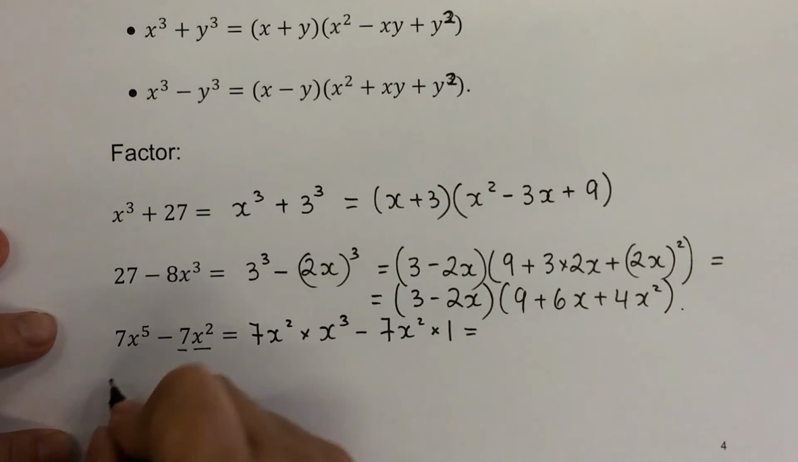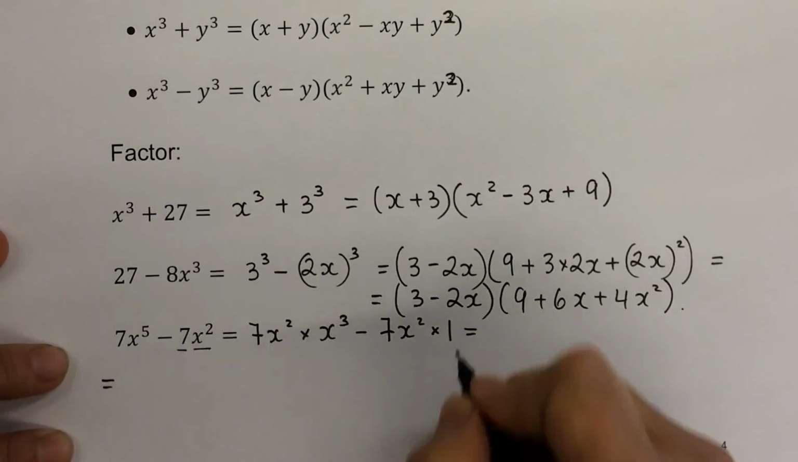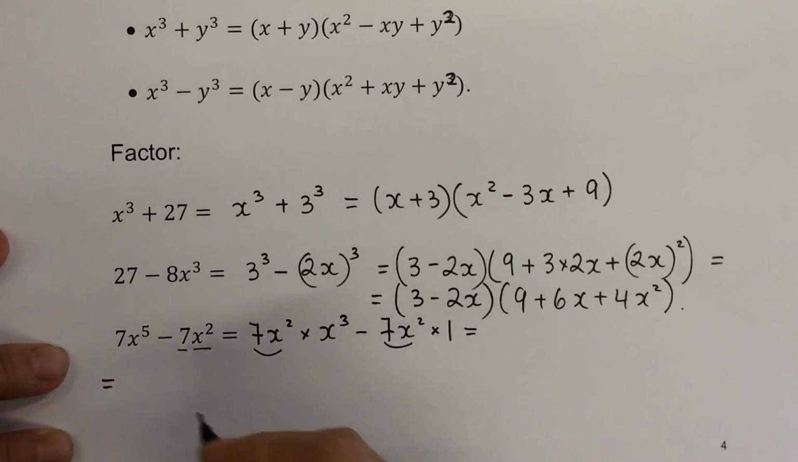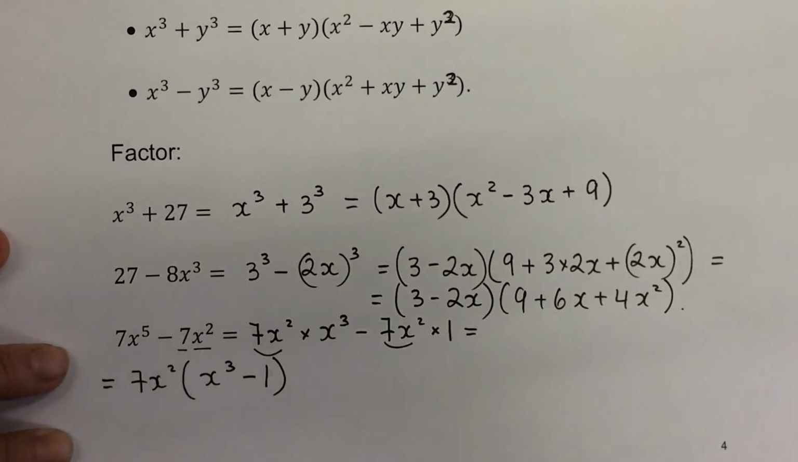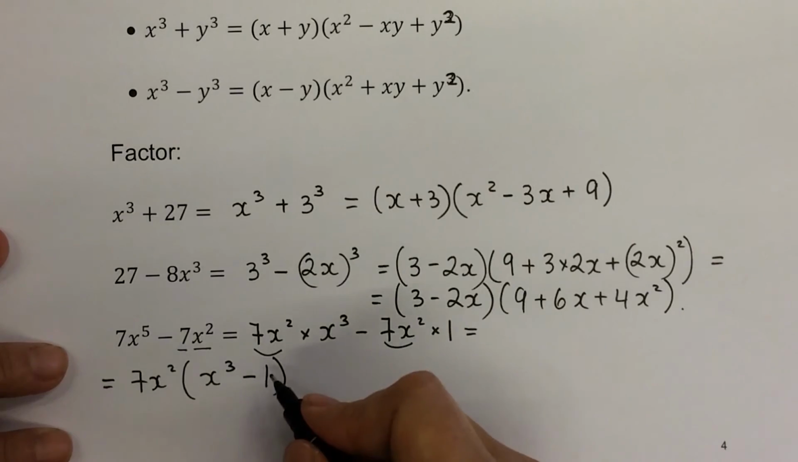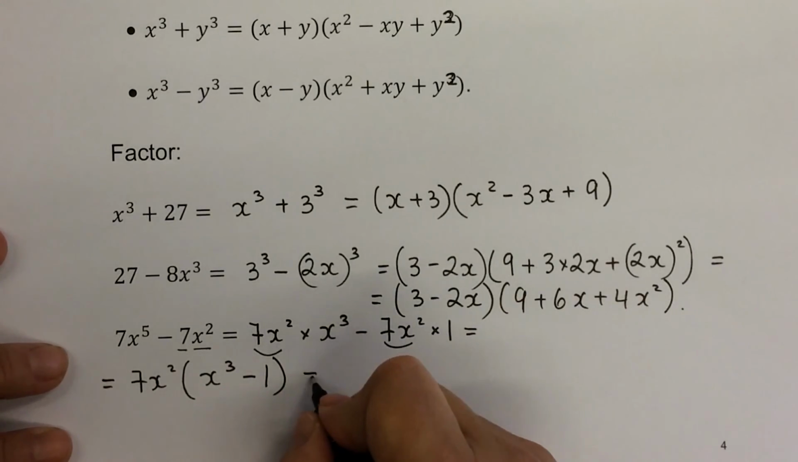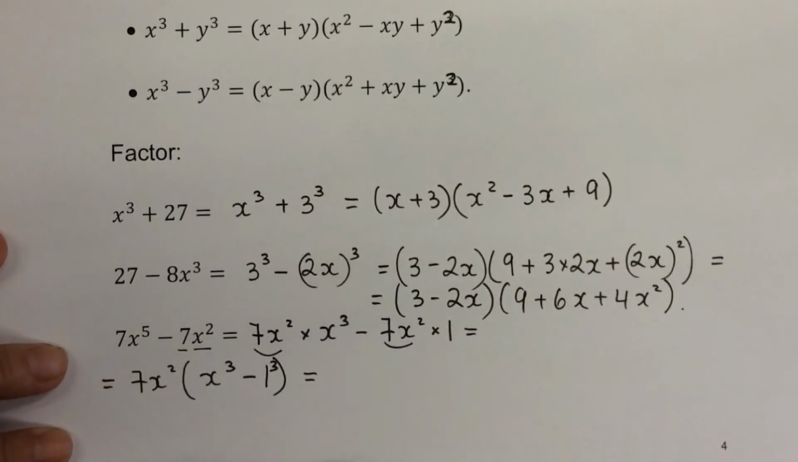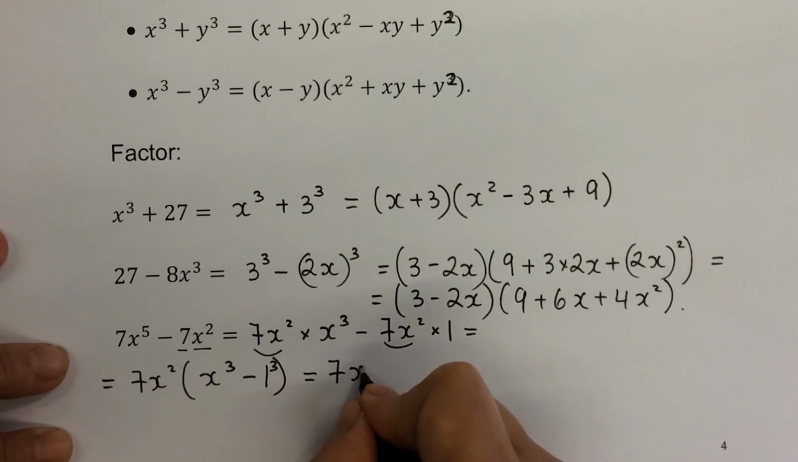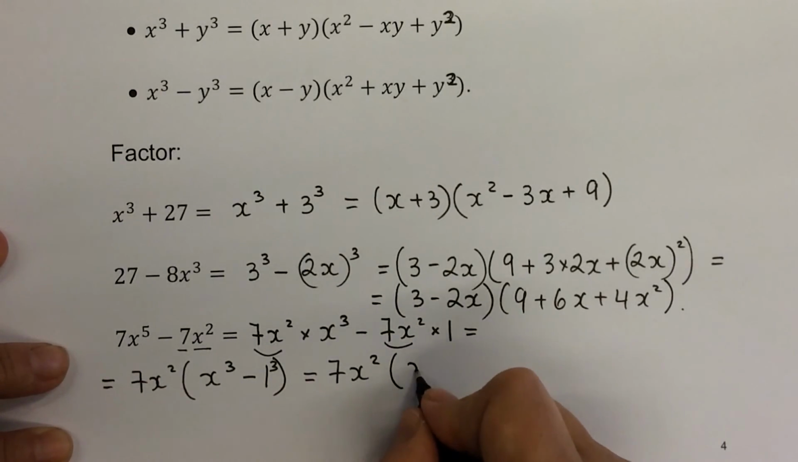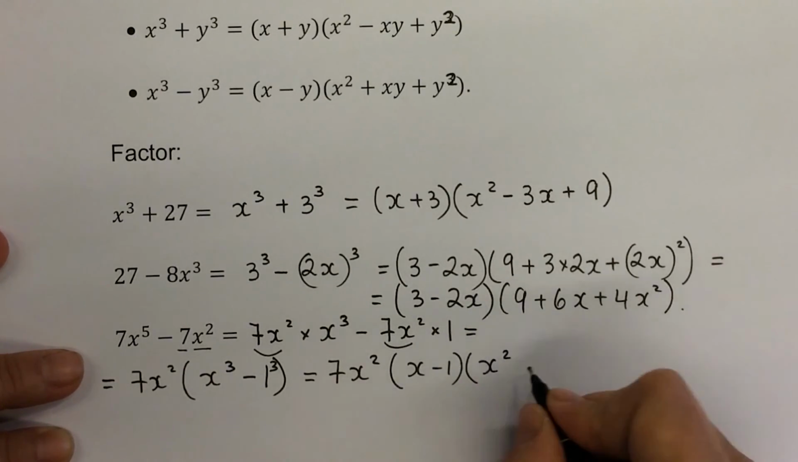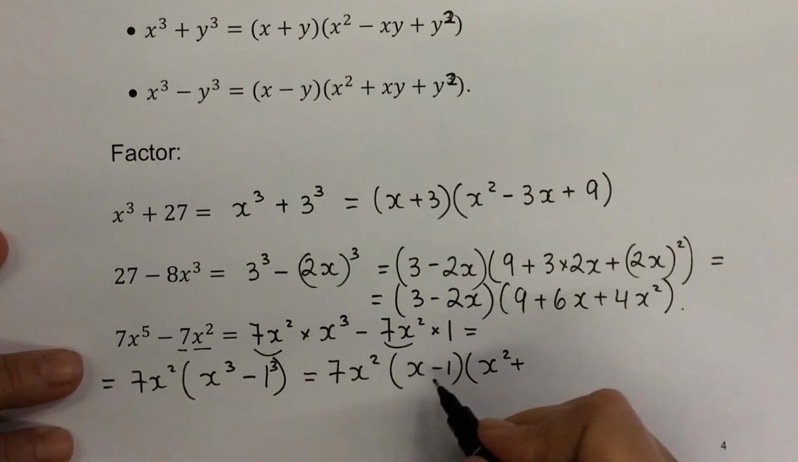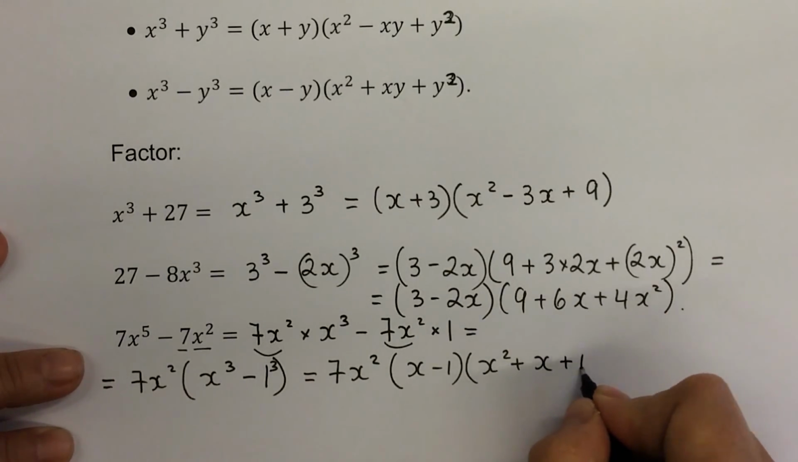Expanding, so now we can factorize. Okay, 7x squared is a common factor. What is in the brackets? x cubed minus 1, and that is a difference of 2 cubes because 1 cubed is 1. So we can write cubes straight away here and apply the formula. That would be 7x squared times x minus 1 times x squared plus product of x and 1, which is x, plus 1.